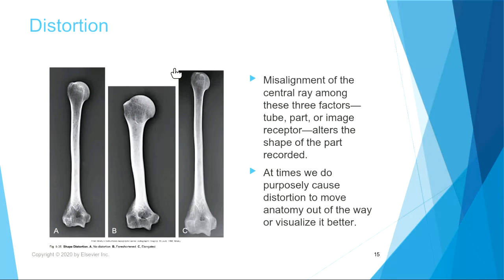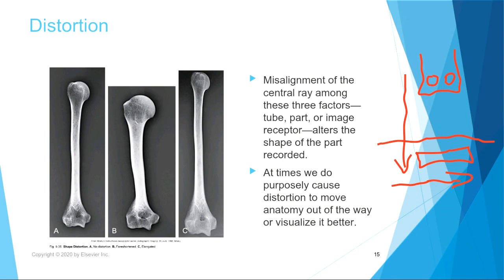All right, let me try and draw that as best I can. So typically you have the tube, which is over your patient, right? So you have an X-ray tube here, and then let's say you have the table, and then underneath the table you have the IR, right? So typically your tube is perpendicular to the part, which would be on the table, and the IR, and then typically your table or your part and your IR are parallel to each other. So if you misalign any of those, then it can alter the shape.